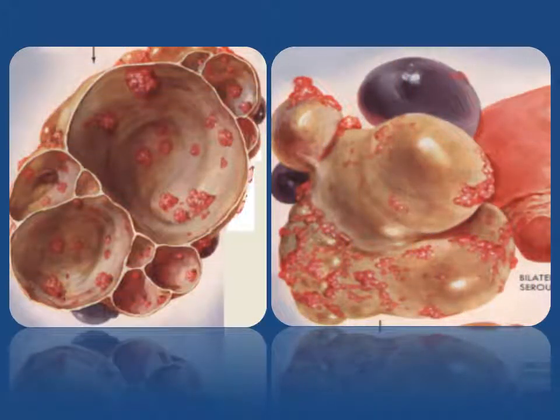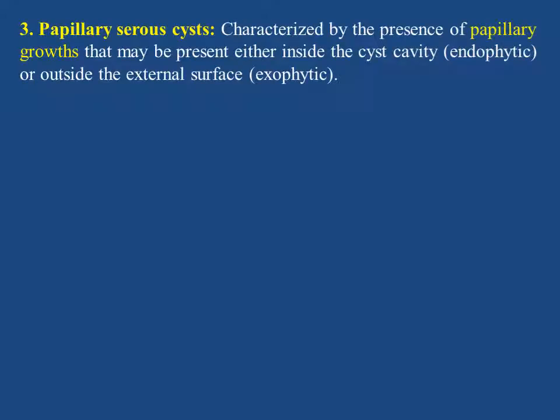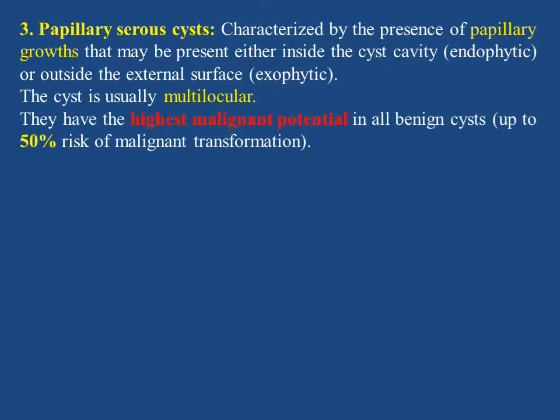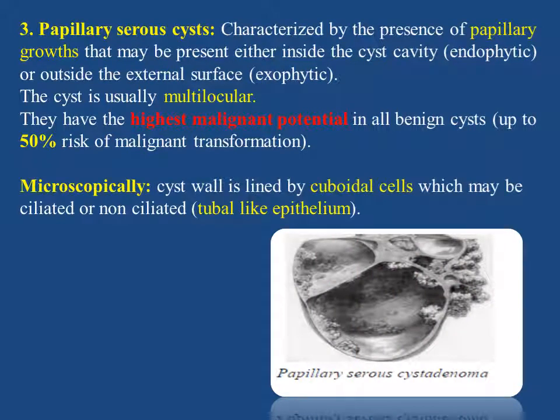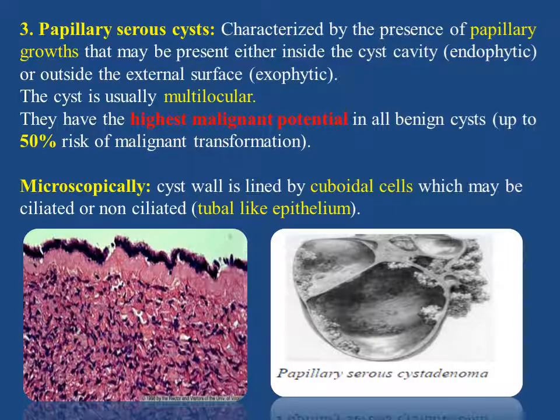This is the third one, the papillary serous cystadenoma with papillae inside the cavity and on the external surface. Papillary serous cyst is characterized by papillary growth, either inside the cavity or outside the external surface, usually multilocular. They have the highest malignant potential in all benign cysts, up to 50% risk of malignant transformation. And microscopically, they are lined by cuboidal cells, ciliated or non-ciliated. This is like the tubal-like epithelium.